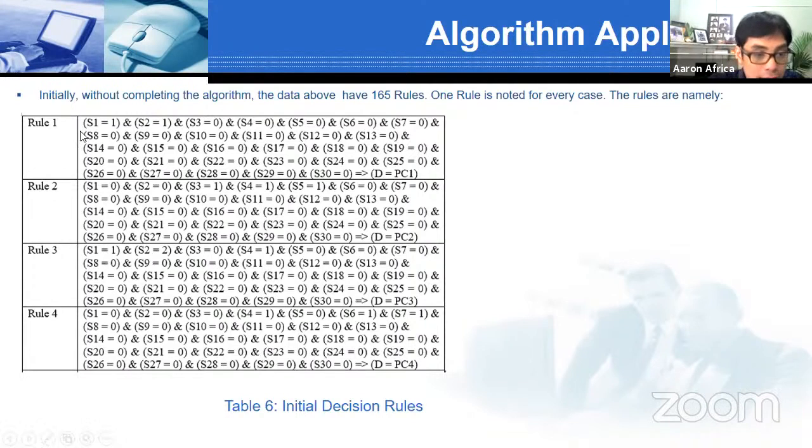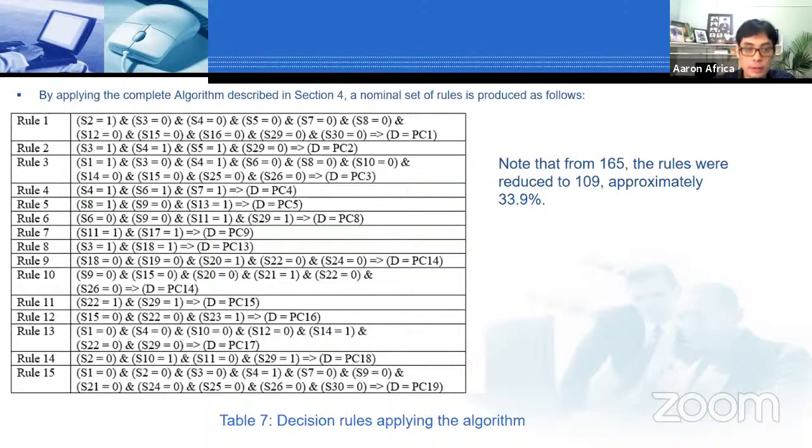For example, in rule 1, S1 equals 1, S2 equals 1, and the rest is 0 for the problem to be PC1. Same in 2, 3, and 4. Basically, there are 165 rules, but I did not write the whole 165 because it will not fit in the PowerPoint. Now, note that we applied the algorithm shown in section 4, the one with the data structures. We use a program to do it, which is the rough set theory. From 165 rules, it becomes 109 rules, approximately a reduction of 33.9%.